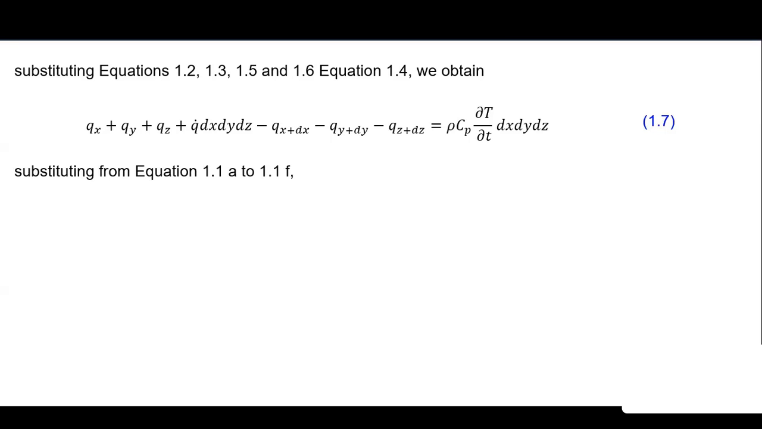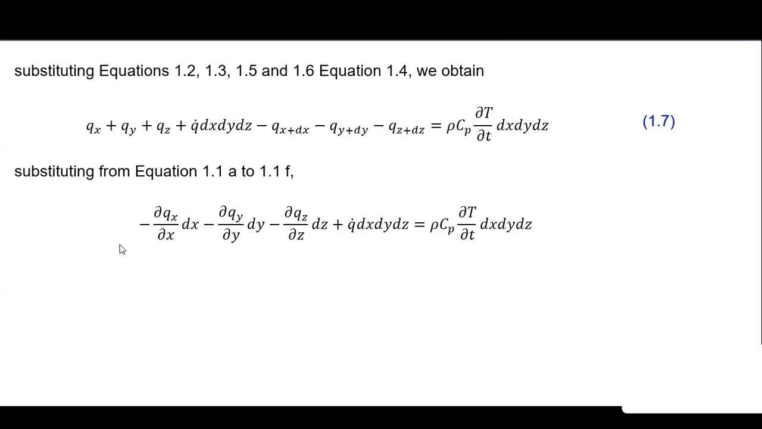Now in 1.7, we are going to substitute from equation 1.1a to 1.1f. If you substitute the values of Qx, Qy, Qz, Qx plus dx, Qy plus dy and Qz plus dz, you will get this: minus del qx upon del x into dx, minus del qy upon del y into dy, and so on. This term will remain as it is, q dot dx dy dz, and rho Cp into the temperature change term. Let us call it 1.8.